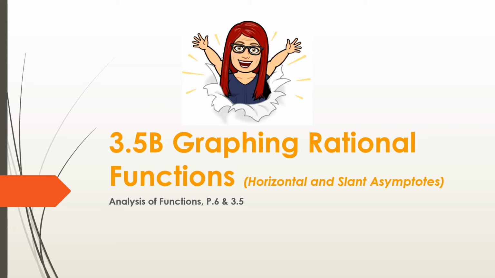Class! We're going to start with the second part of graphing rational functions. We've already looked at holes and vertical asymptotes and defining the domain. This time we're going to look at the horizontal and slant asymptotes.